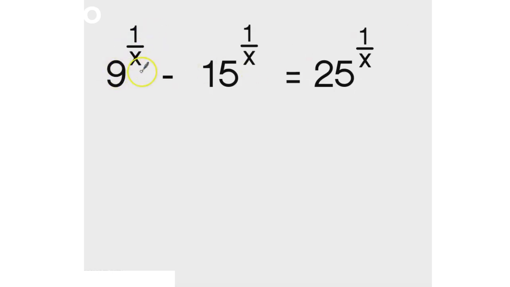In this video, we're going to solve this exponential equation, 9 to power 1 over x minus 15 to power 1 over x equal 25 to power 1 over x. Pause the video if you want to give it a try, and now let's go ahead into the solution.